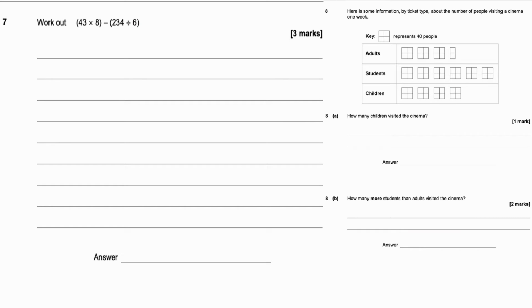This is question number 7. Work out 43 times 8, subtract 234 divided by 6. Well, 43 times 8. So let's work out the bits in the bracket first and then subtract our answers. 3 times 8 is 24. So 4 carry the 2. 8 times 4 is 32. Add that 2 is 34.